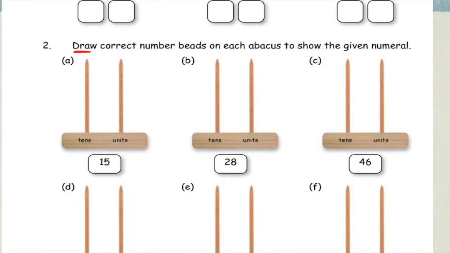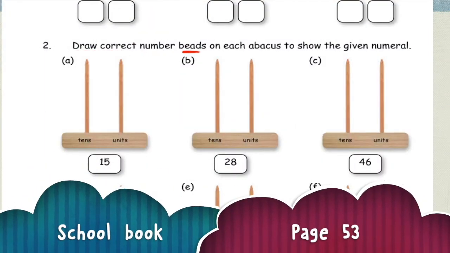Please refer to your grade 3 maths book on page 50, children. For exercise 2, draw the correct number of beads on each abacus to show the given numeral. In this exercise, you need to write units and tens on top of the numbers before drawing the beads. Of course, you will have ample time to do the work at home.